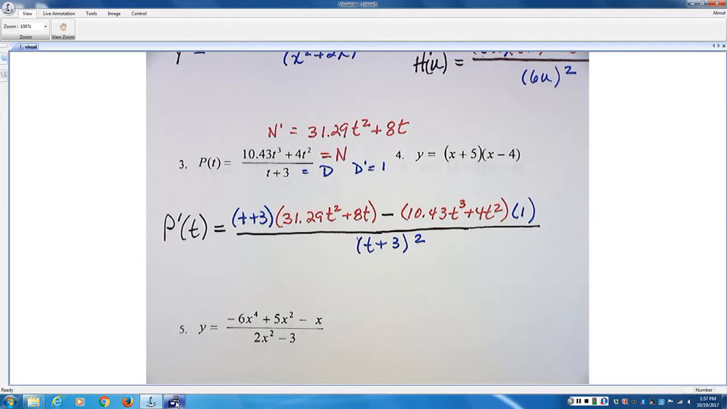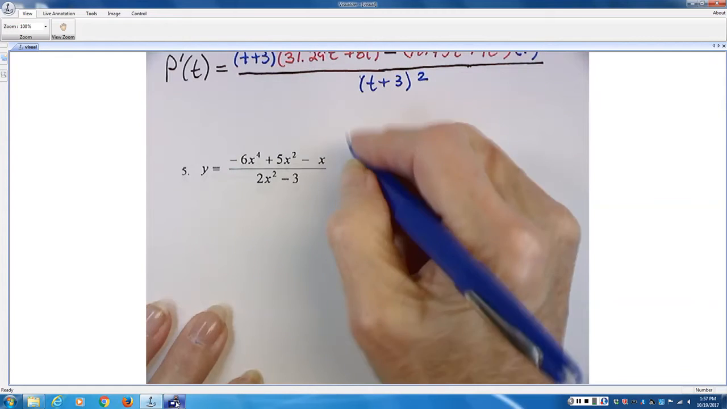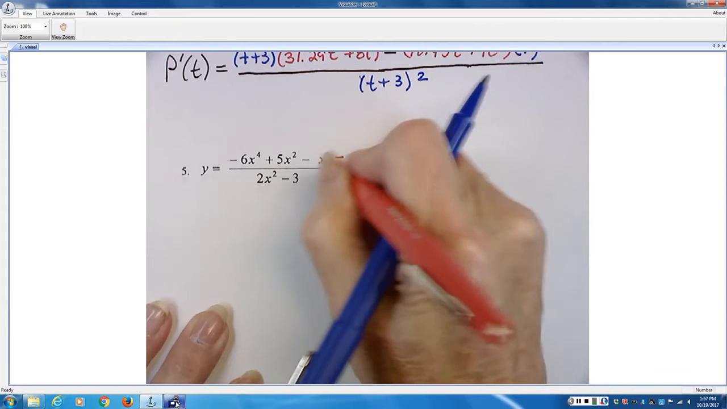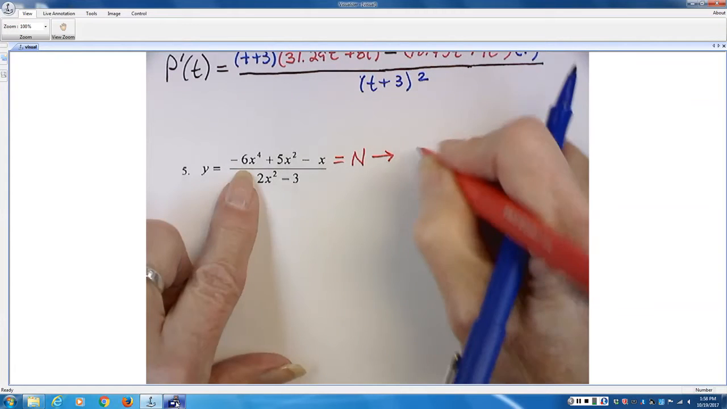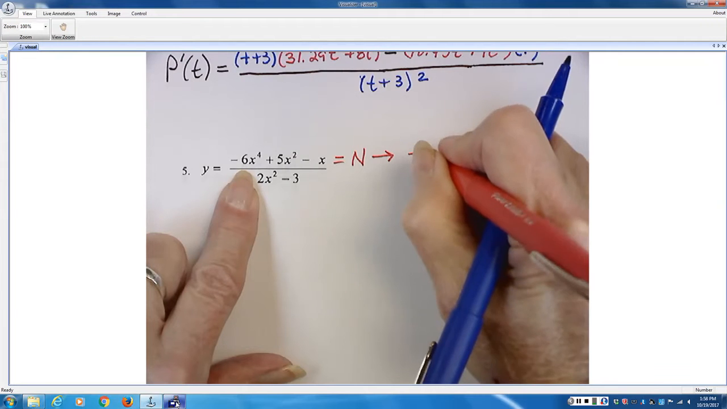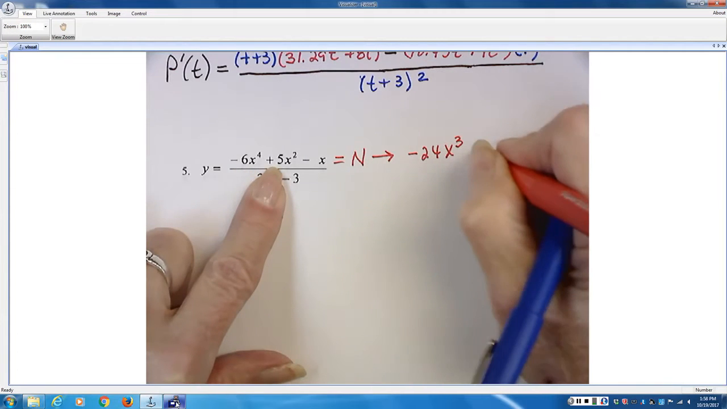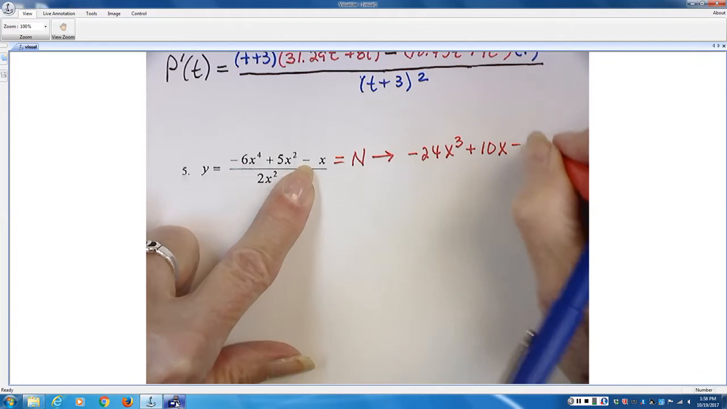Now, number 4 is a product rule, so I'm going to wait and do it at the end. So number 5, our numerator is negative 6x to the 4th plus 5x squared minus x, and its derivative is negative 4 sixes is 24x to the 3rd plus 2 times 5 is 10x minus 1.